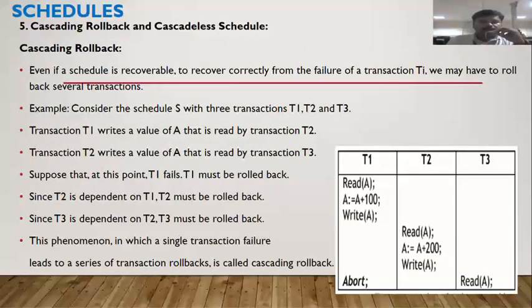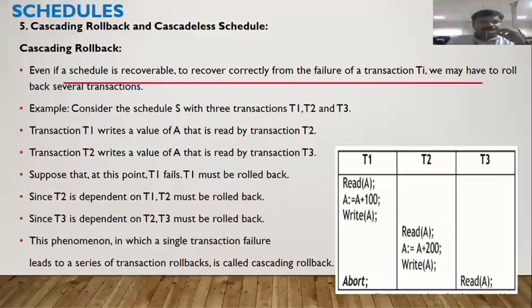Next, this is cascading rollback and cascadeless schedule. Cascading rollback means that even if a schedule is recoverable, to recover correctly from the failure of transaction Ti, we may have to roll back several transactions. That is, we have to go back over several transactions to achieve recoverability. For example, consider three transactions T1, T2, T3. T1 reads A equal to 100, writes A. After T1, it goes to T2. After T2, it goes to T3. When T3 is reading, at the same time T1 fails.